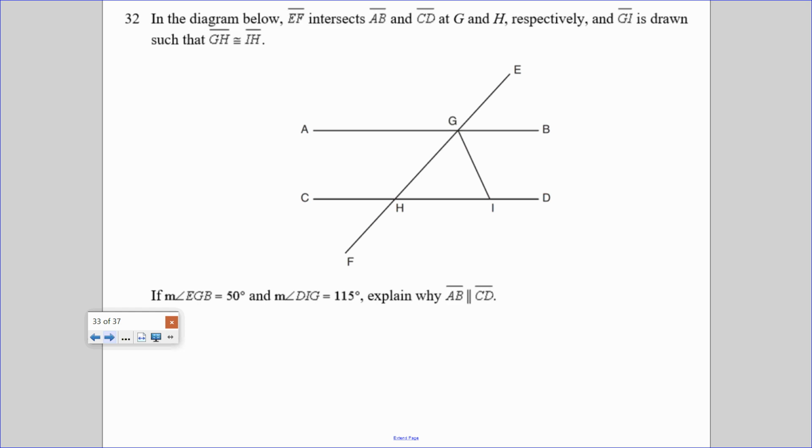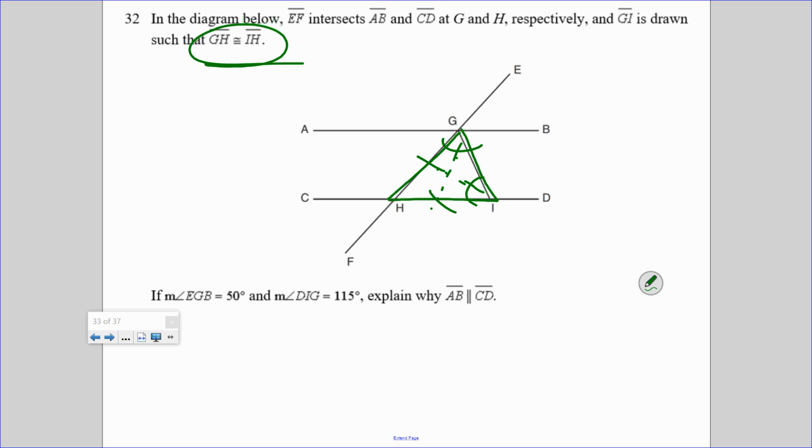I think we're on to the 4 pointers now. It tells me blah, blah, blah, nothing important except for this. GH is congruent to IH. Well, once I have two sides congruent in a triangle, I know the angles opposite them are congruent. It doesn't tell me that the lines are parallel. It wants me to say why the lines are parallel, but I can't assume that the lines are parallel, so I can't use the properties of parallel lines.